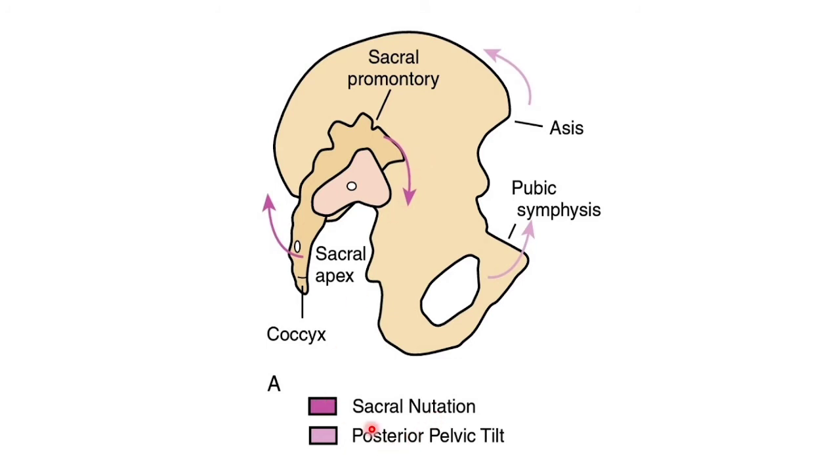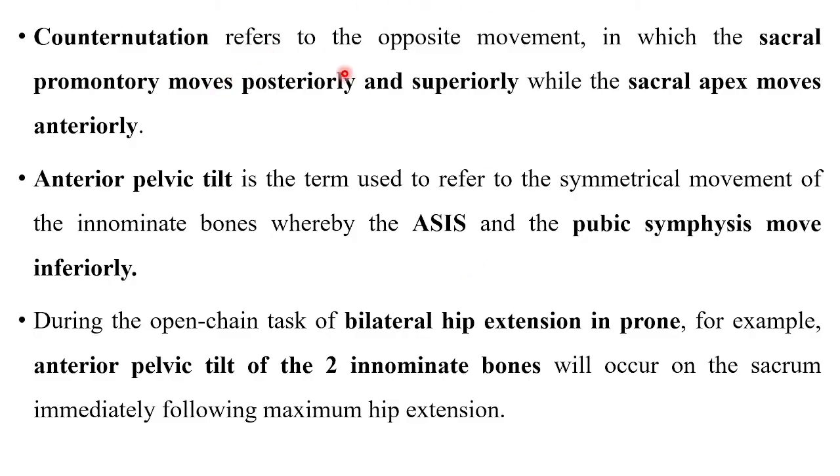So both your sacral nutation as well as posterior pelvic tilt will be happening during the forward bending. Counter nutation refers to the opposite movement in which the sacral promontory moves posteriorly and superiorly, while the sacral apex moves anteriorly. Anterior pelvic tilt is the term used to refer to the symmetrical movement of the innominate bones, whereby the ASIS and the pubic symphysis move inferiorly.